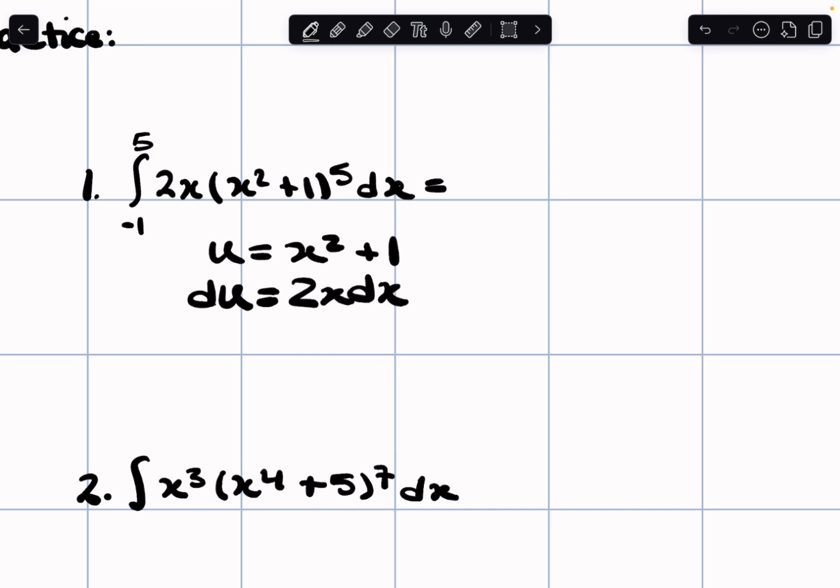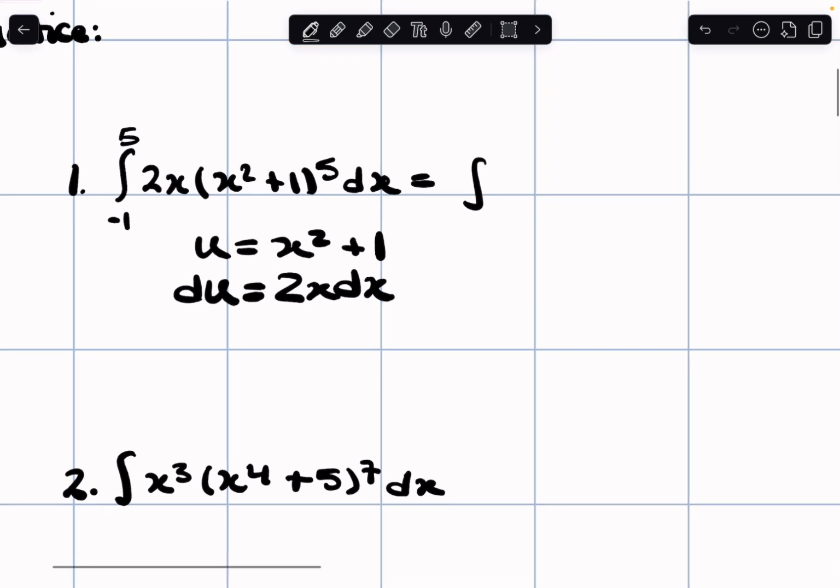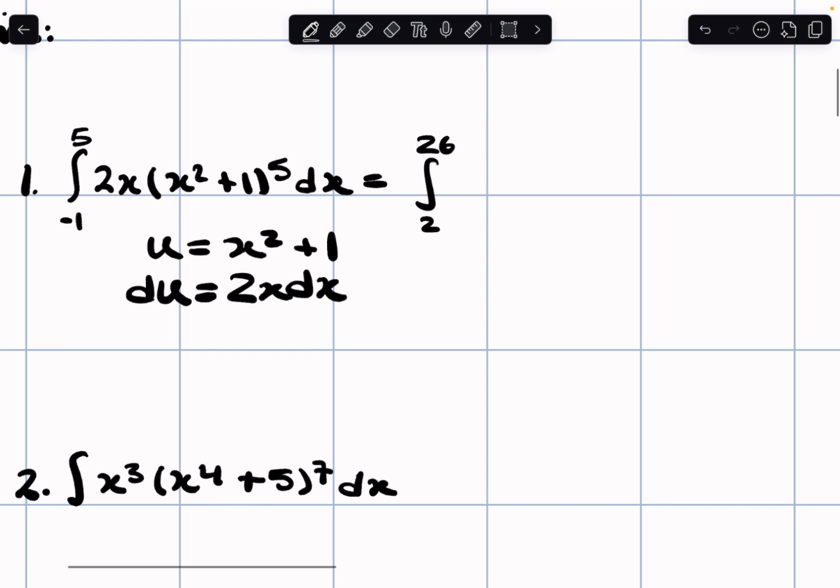Now that I'm trying to rewrite the integral, I cannot just put -1 and 5 here. That will not work. I have to plug in -1 into u and 5 into u. So 5 squared plus 1 is 26. Then -1 into u would be -1 squared, which is 1, plus 1 is 2. So that would be our expression. So then I would have u to the 5th du.